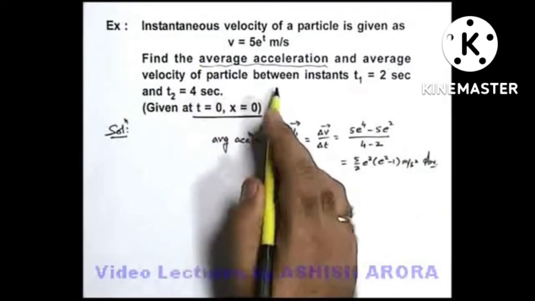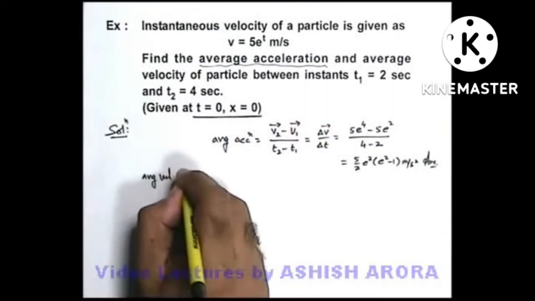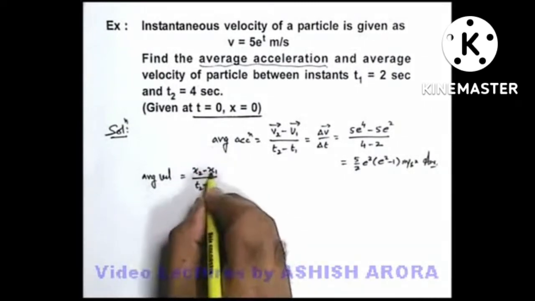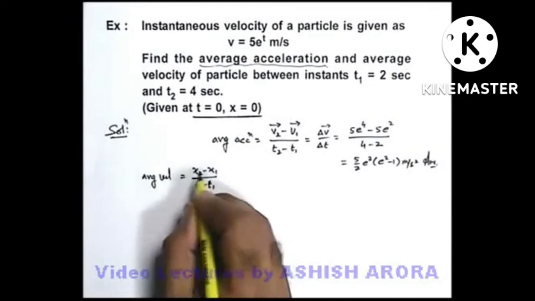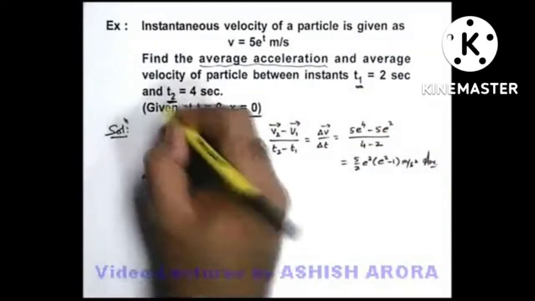If we find out the average velocity of the particle between 2 seconds to 4 seconds, we know well that average velocity can be given as (x2 minus x1) upon (t2 minus t1), where x2 and x1 are the positions of the particle at final and initial instants. So we are required to find the position of the particle at t1 and t2 times.